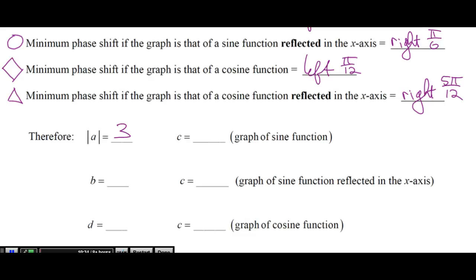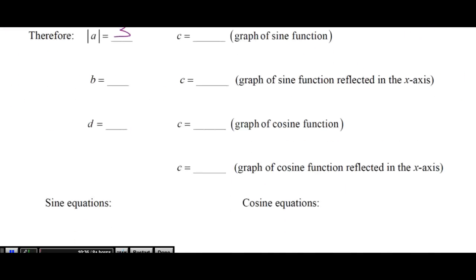Let's do B and D. What's B? So B is 2 pi over the period, right? What's the period? Pi. 2 pi over pi is 2. D. What's D? Negative 1. Okay? So A, B, D, right? So I always do D first, right? I just count, say D.